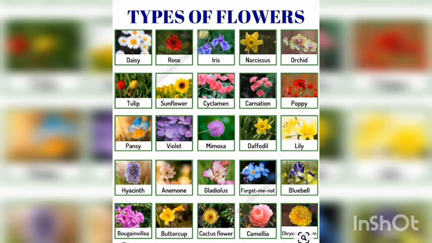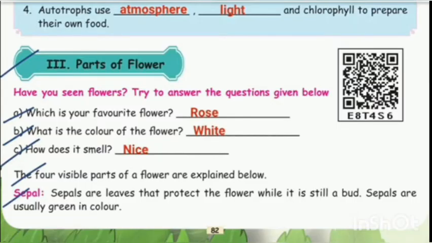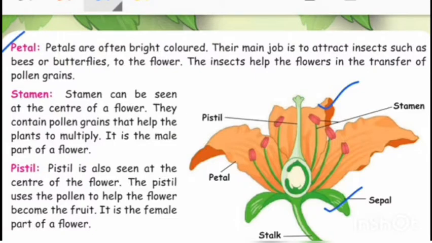You should know about the four visible parts of a flower, which are explained below. The parts of a flower are sepal, petal, stamen, and pistil. The four important parts are sepal, petal, stamen, pistil. Look at the picture, children.